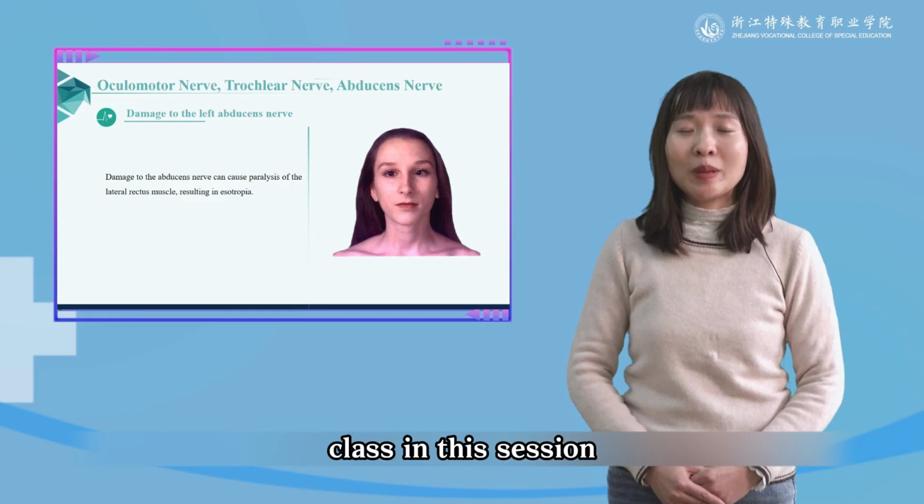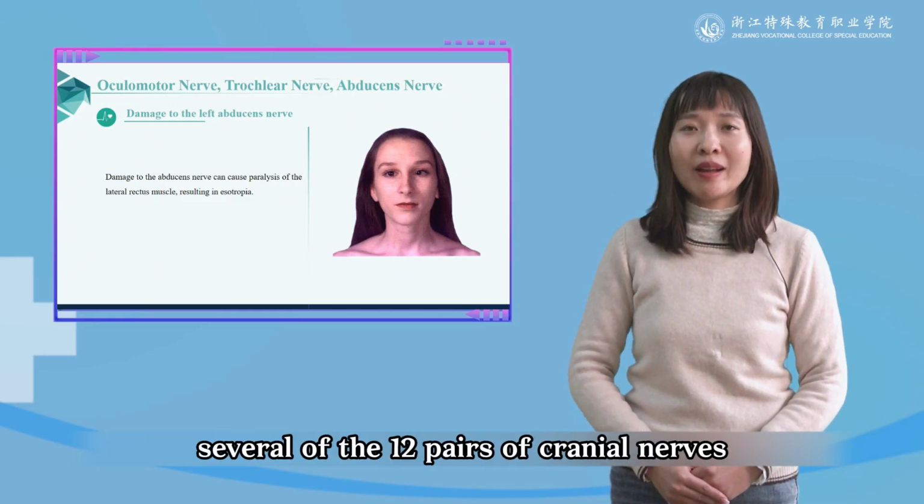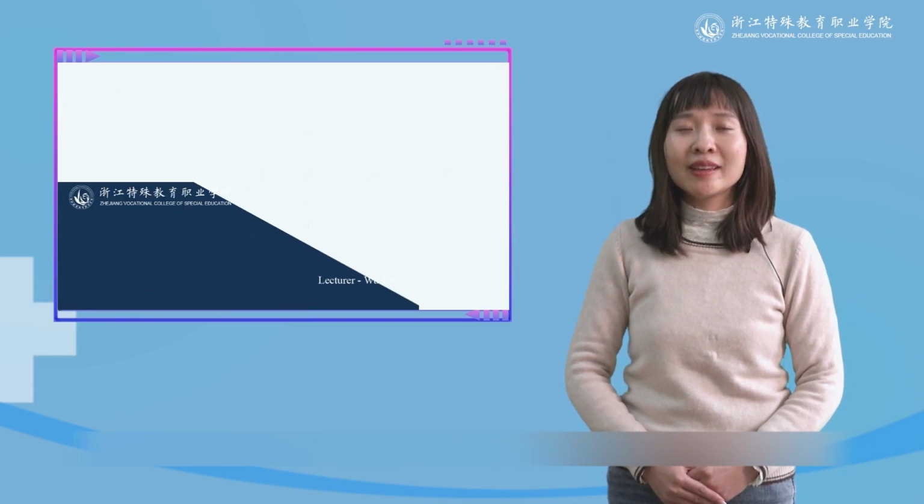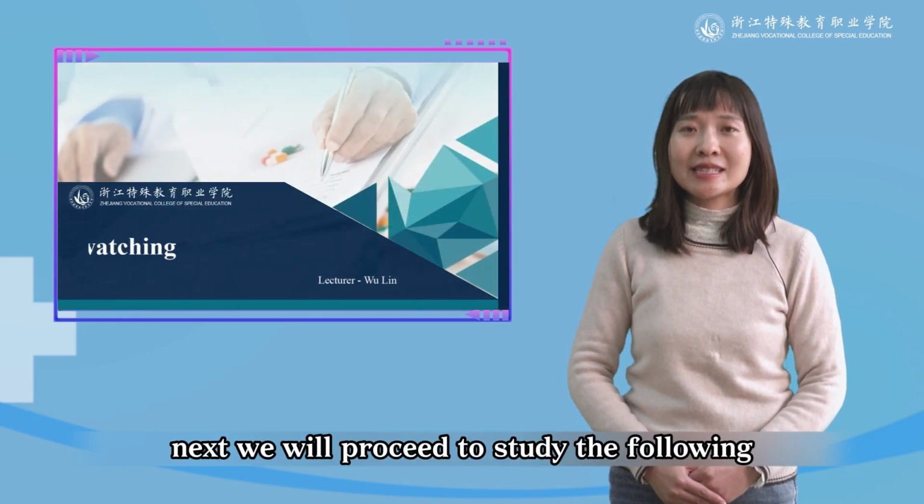Class, in this session we have learned about several of the 12 pairs of cranial nerves. Next, we will proceed to study the following nerves.